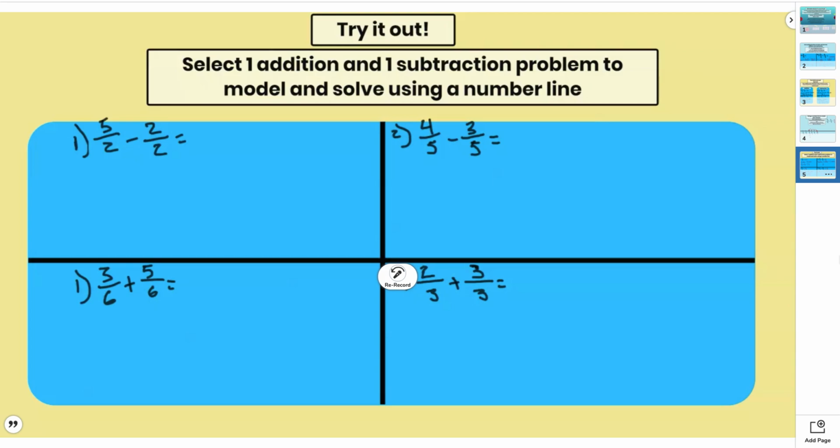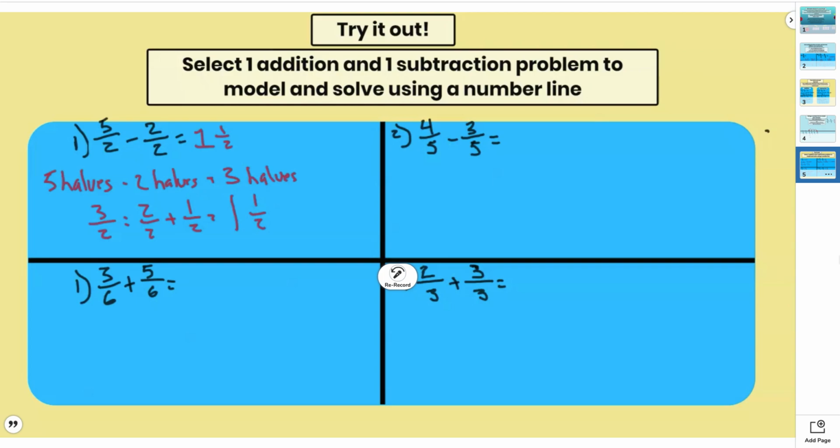Alright, Jaguars, I hope you had some time to work through some of the problems. Let's get started. Number 1, we have 5/2 minus 2/2. Well, 5 minus 2 equals 3. Our units stay the same, so we have halves. So if we have 3/2, that equals 2/2 plus 1/2, which is going to give us 1 and 1/2. So our answer is going to be 1 and 1/2.